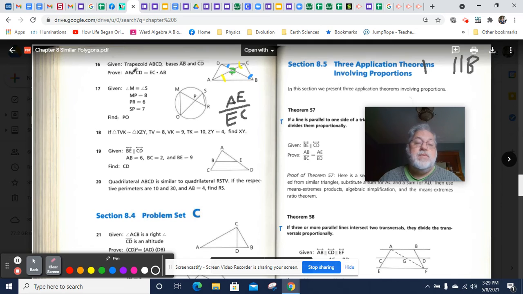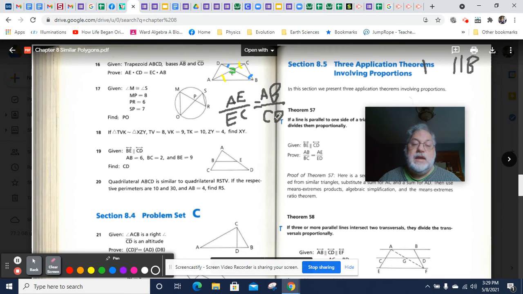And then we've got CD and AB. AE is on the bottom triangle, so I'll use AB on the top. AB will be my numerator, and it is to CD, which is also from yellow to blue. And there we go. We've got them equal.